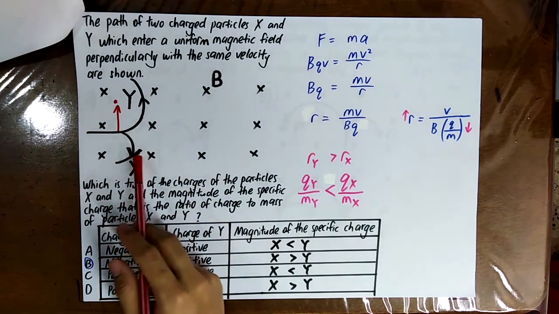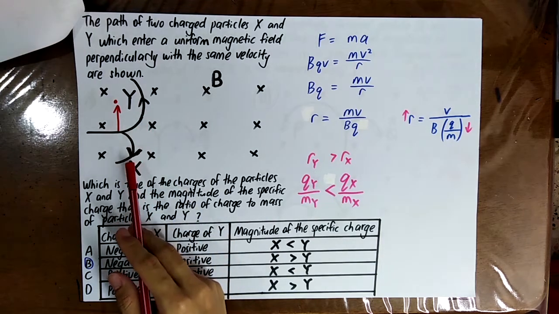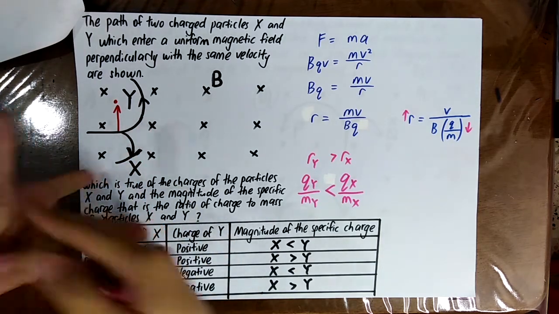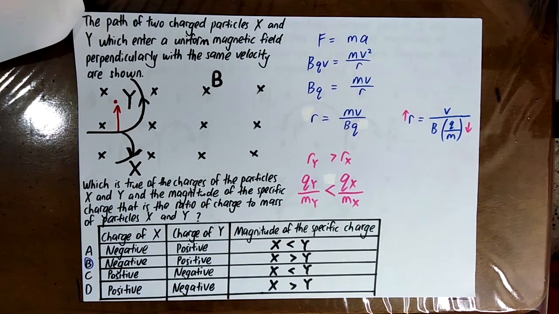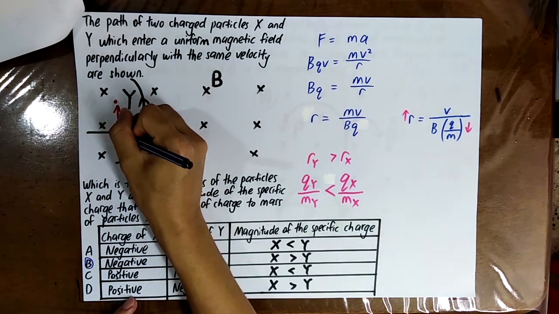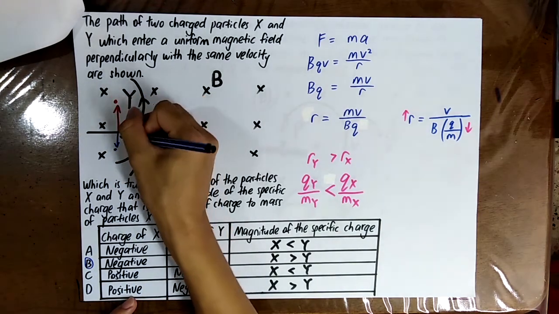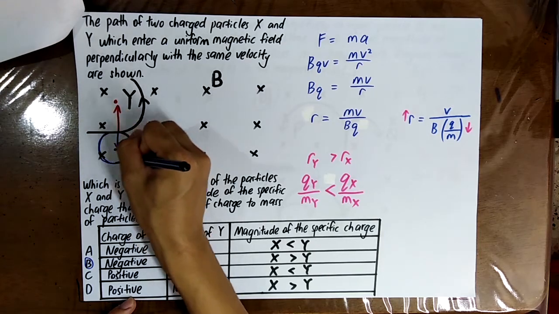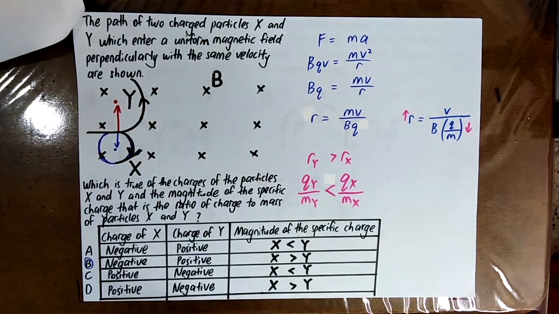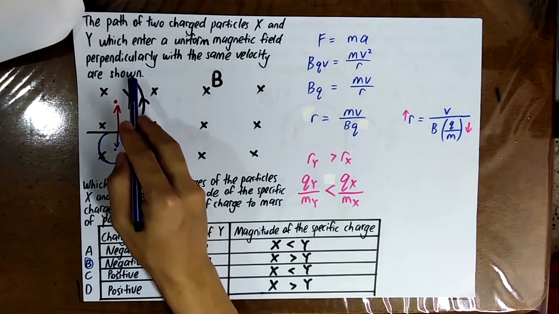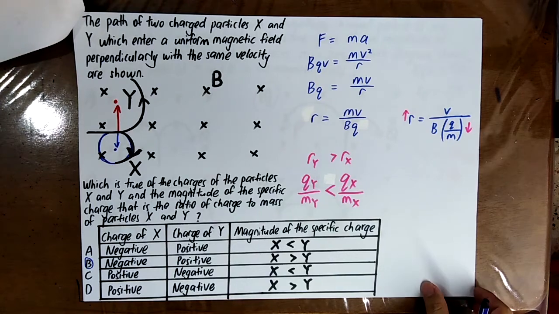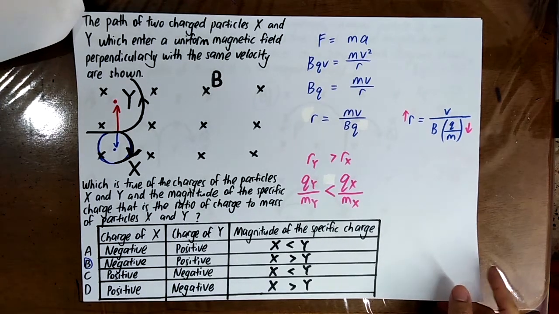And therefore, you know that X is a negatively charged particle because when B is like this and V is like this, the F is downward, which is here. So this is the circular path of X, and this is the circular path of Y. So the answer is B.